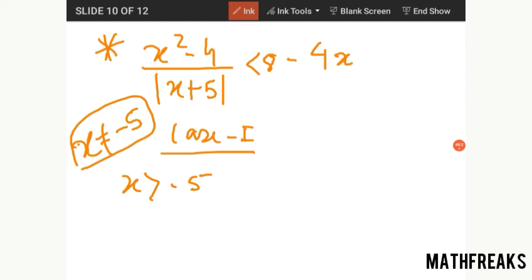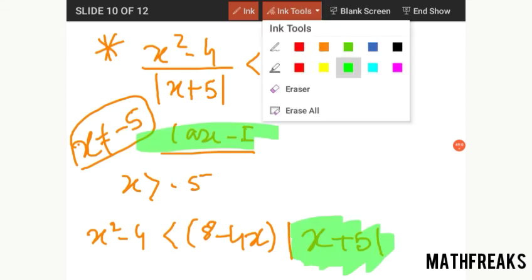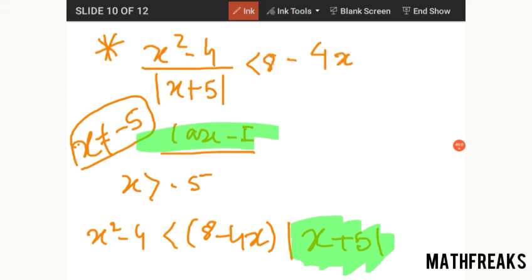So let us manipulate the inequality a bit. So x square minus 4, can we write this as less than 8 minus 4x multiplied by mod of x plus 5. Correct. Now for the case 1, we have taken x is greater than or equal to -5, so we can say that this mod will always be greater than 0, always, right? For this case, for case number 1, this one will be always greater than 0, so we do not have to open the mod with a negative sign or a sign change.